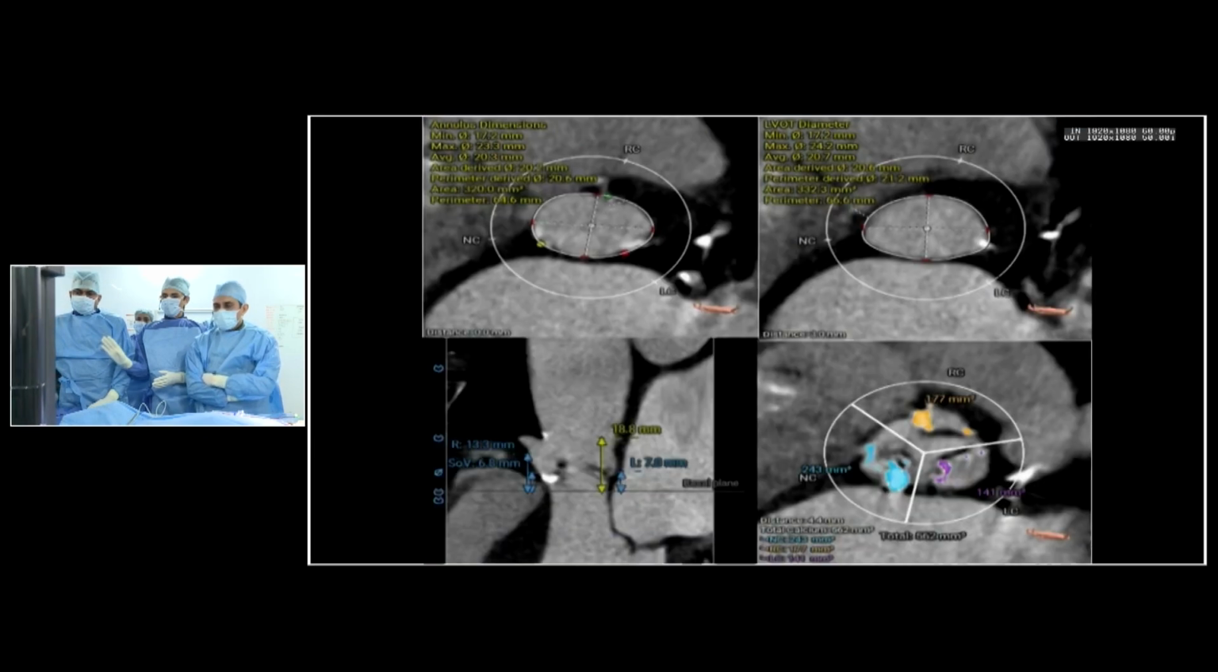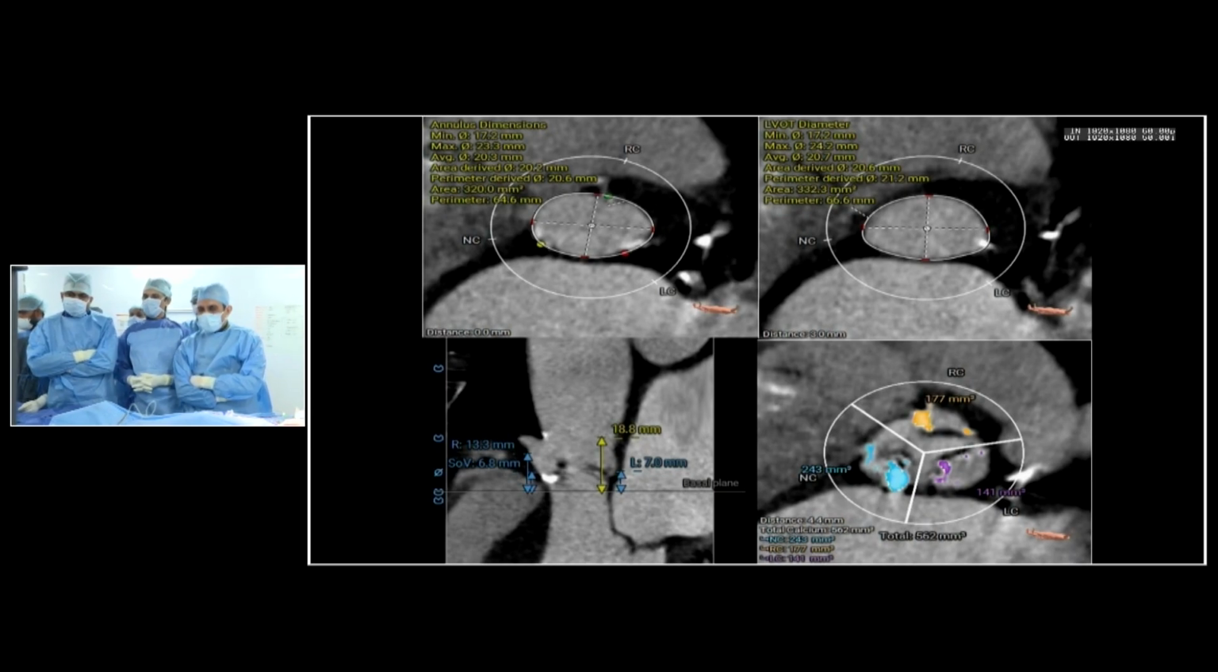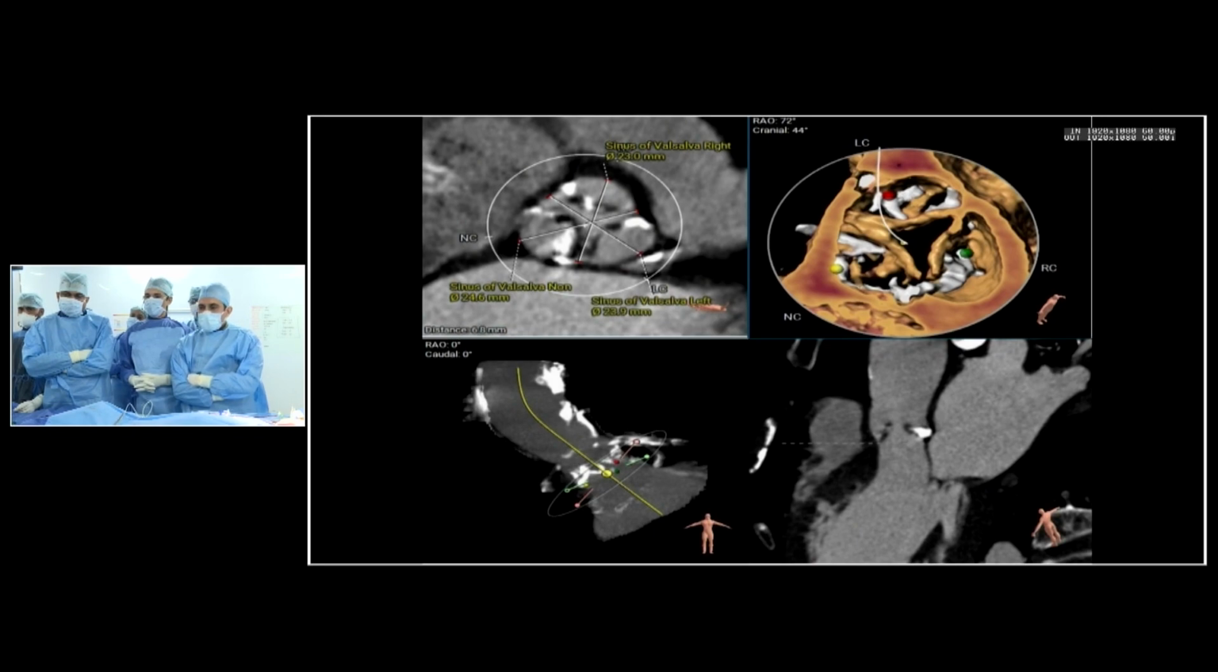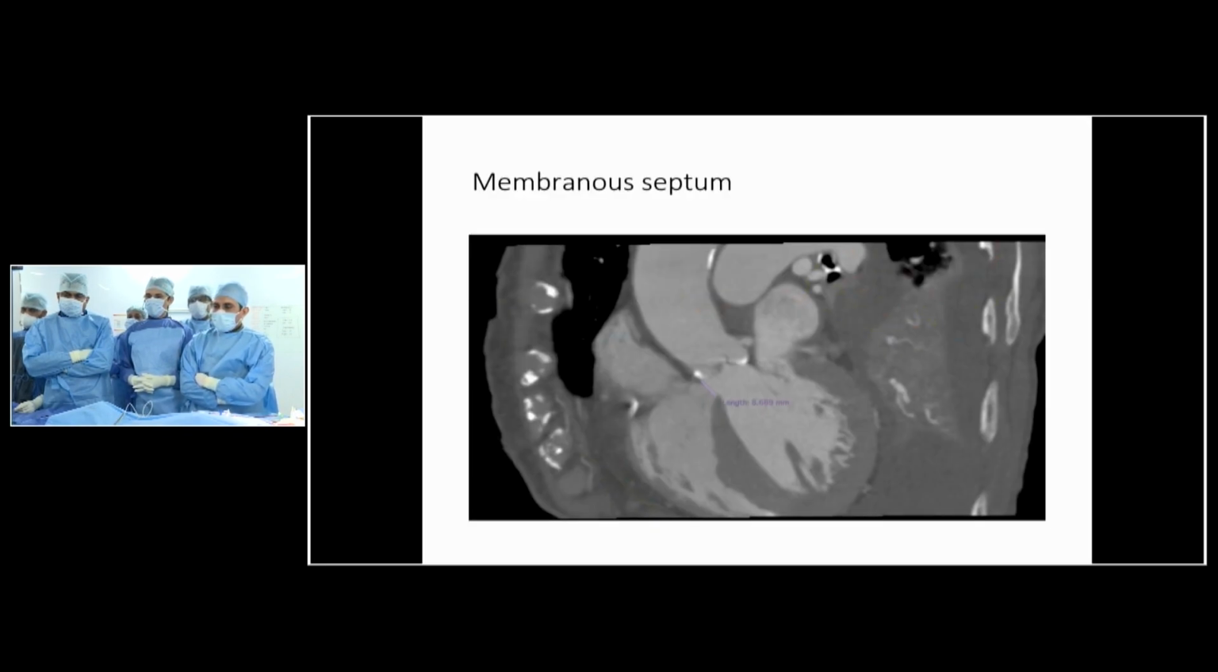Next slide. You can see there's not much calcium in the annulus, not much calcium in the LVOT, a tricuspid aortic valve. Next slide. Calcification in the STJ, ascending aorta, and leaflets, extending all the way to the base of the leaflets. Go back to the previous slide, and here you can see the length of the membranous septum. It is 8 millimeter.